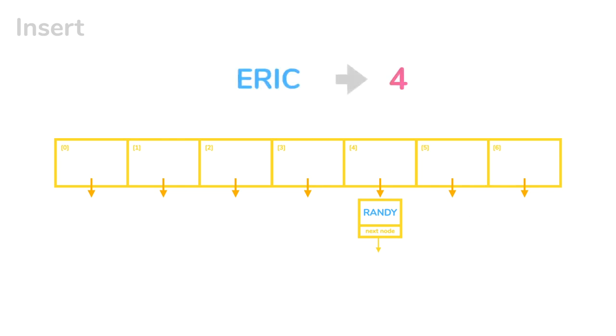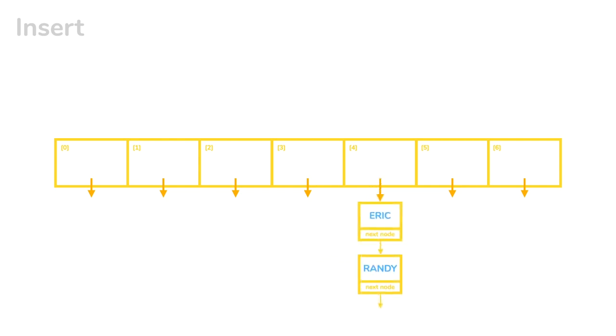Let's add Eric, who has the same hash code as Randy. Like we do in a linked list, we will make a new node and let that new node become the head node, and make that node point to the node that used to be the head node before.